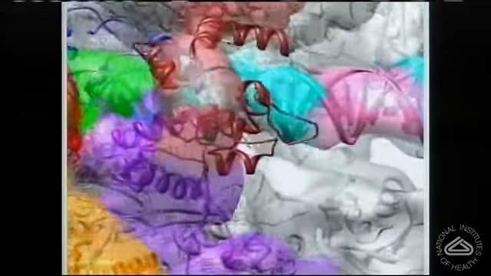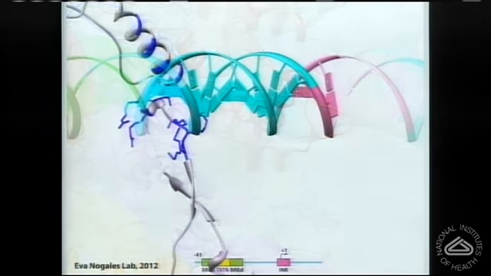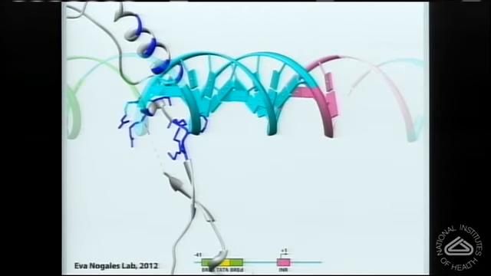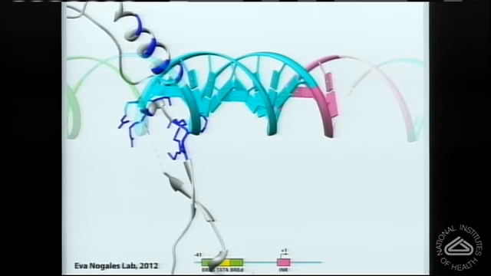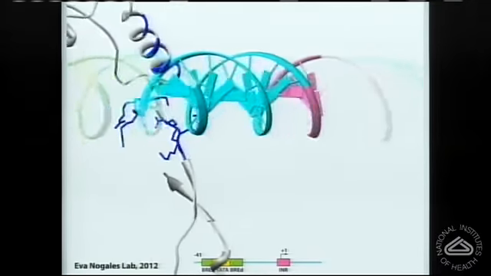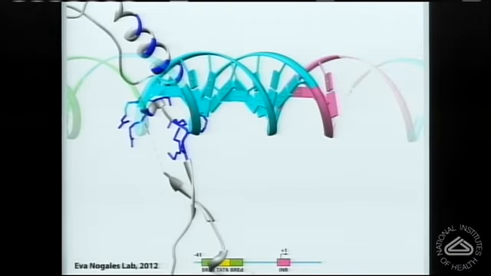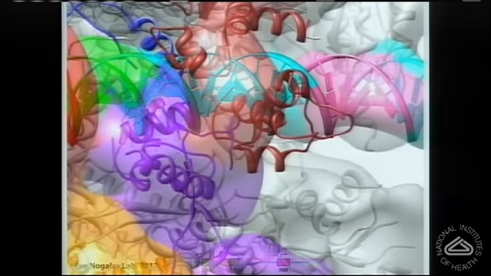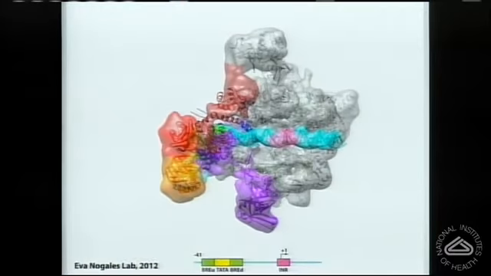Now, something that we don't see when we do this rigid body docking of the crystal structures are two regions in TF2B and TF2F that must be very flexible. If they were present, as in the crystal structure, they would basically clash against the DNA at a very important region, the region where the bubble of the DNA normally starts to open. So again, this will become relevant in a second. In this structure, they are disordered and invisible.